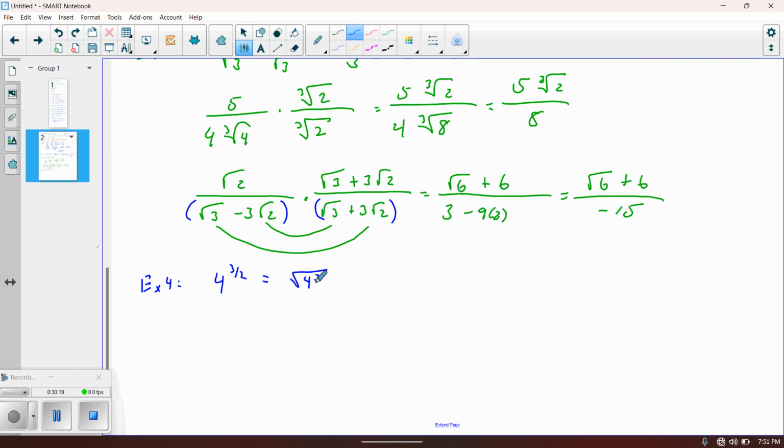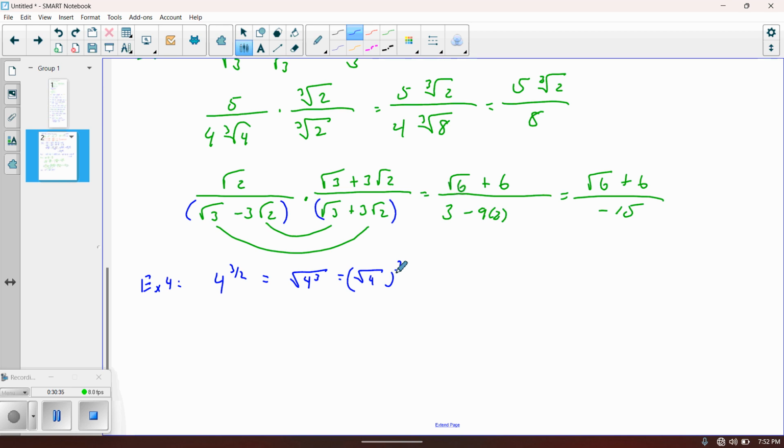But you don't have to write it in that order. You can rewrite this instead as the square root of 4 and then raise that answer to the third power. So the order that you do the exponent doesn't really matter. You can do it as the power first and then take the root, or you can do the root first and then take the power.